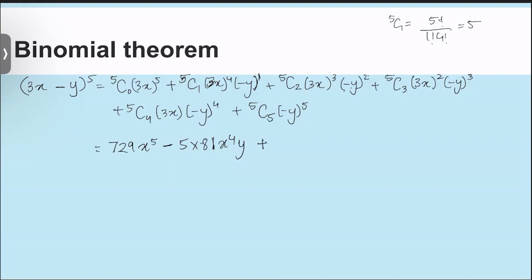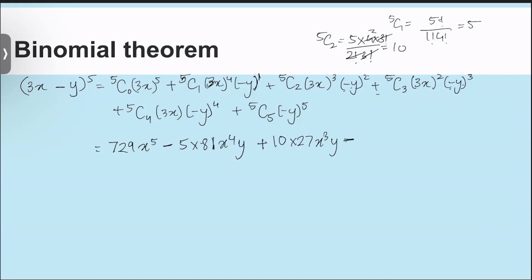And this you will get as your 5C2 will be 5 into, say, you have 2 factorial and 3 factorial, 5 into 4 into 3 factorial, this gets cancelled, 2, this will be 10. Okay, so then you have 10. Now you have 3 cubed. Okay, so that is multiplied by 27x cubed, x cubed y. Okay, because positive over here. Now the next one is minus y cubed. Okay, so you will have a negative sign remaining over here. So this sign will change. So this will become minus.